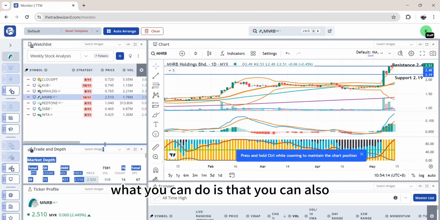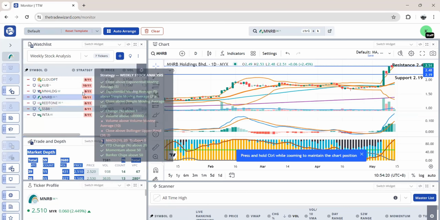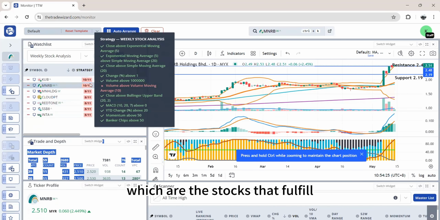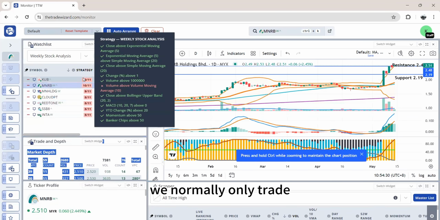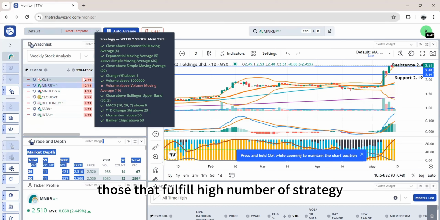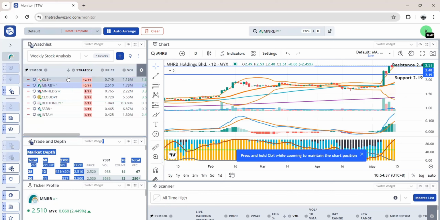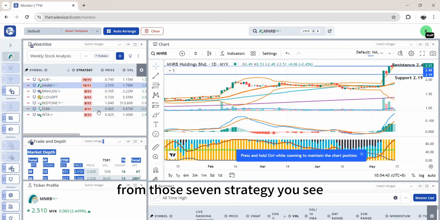So what you can do is that you can also add your own watch list and you can do setting using strategy. So you can filter them and see which are the stocks that fulfill the highest number of strategy. We normally only trade those that fulfill a high number of strategy. For pro account users, you guys can include a maximum of 7 strategies, and we will also give you a default 7 strategy. From those 7 strategy, you see under your watch list which are the stocks that fulfill maybe 5 out of 7, 6 out of 7, 7 out of 7.